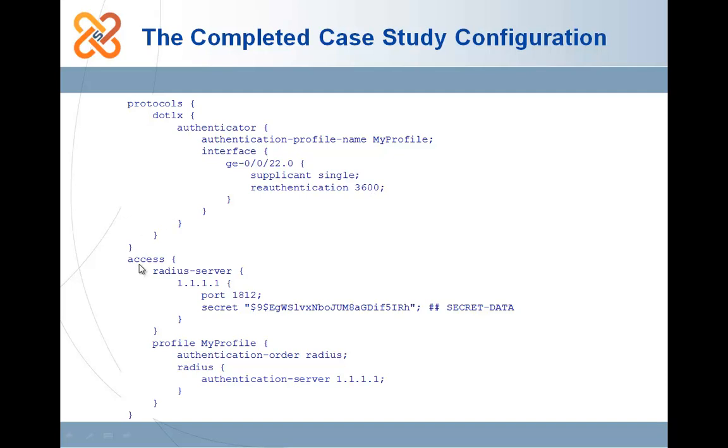Then under the access hierarchy we have specified the radius server, port number, the secret key, and the profile name, and the profile has the authentication order as well as the IP address of the authentication server.